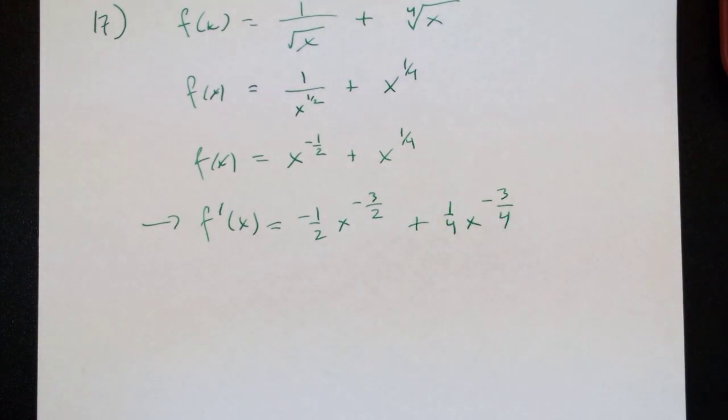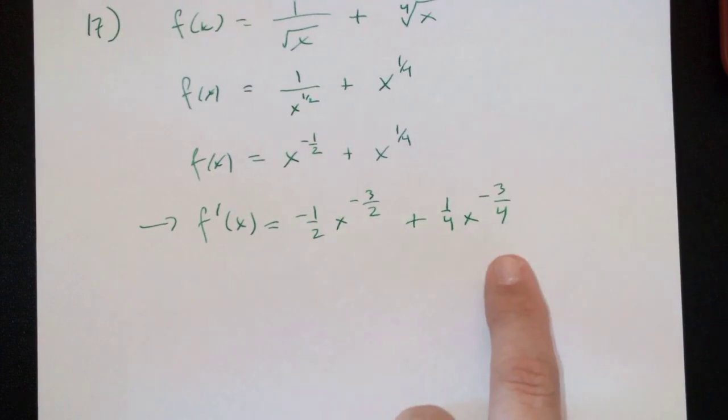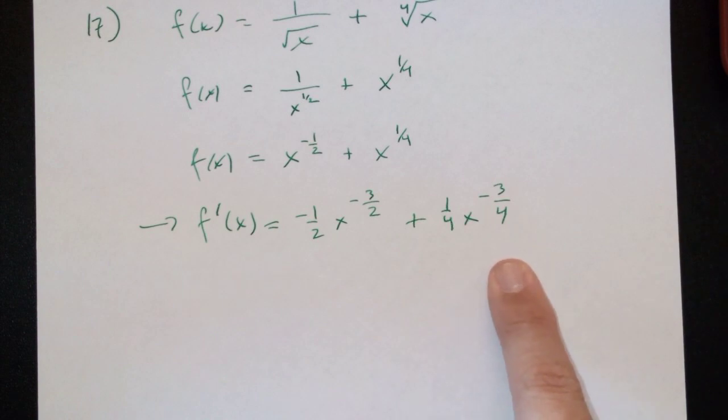You are absolutely welcome to leave this like this. The back of the textbook won't. The answer off of Wolfram Alpha won't. It'll do all the simplifying, which means it'll put the square root of x cubed on the bottom here. It'll put the 4th root of x cubed on the bottom here.